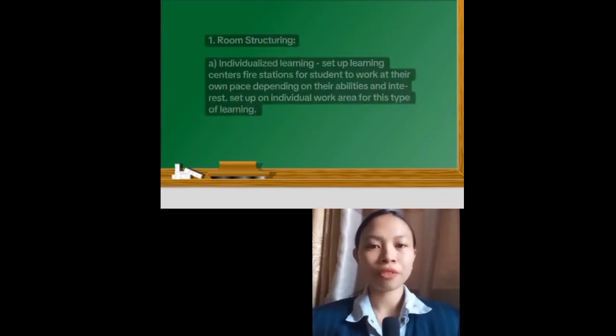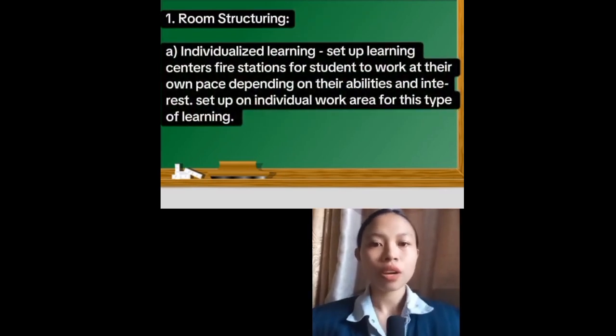So first, we have the room structuring. So here in room structuring, we have individualized learning. So in individualized learning, set up learning centers or stations for students to work at their own pace, depending on their abilities and interests. So set up an individual work area for this type of learning.